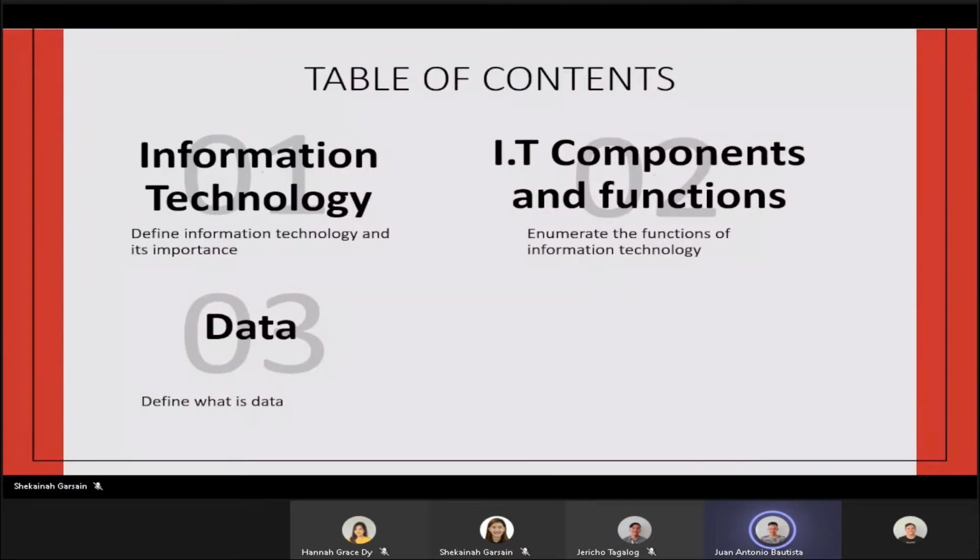So, the contents of our report are, first, Information and Technology. We would define information technology and its importance and impact. Second is IT components and functions. We would enumerate the components of information technology. Then third is data.